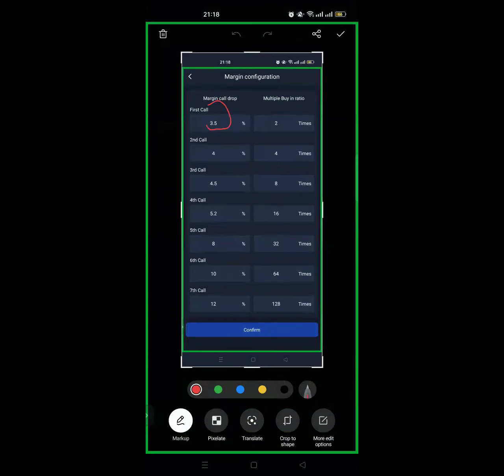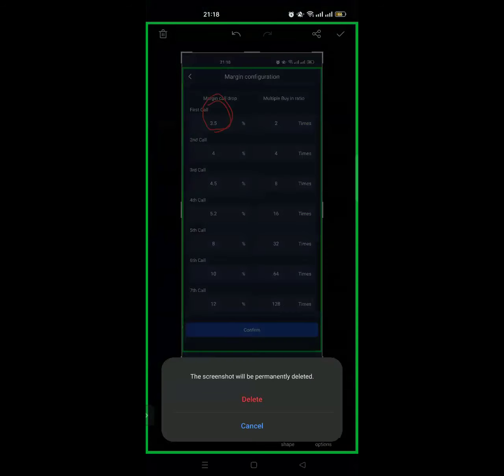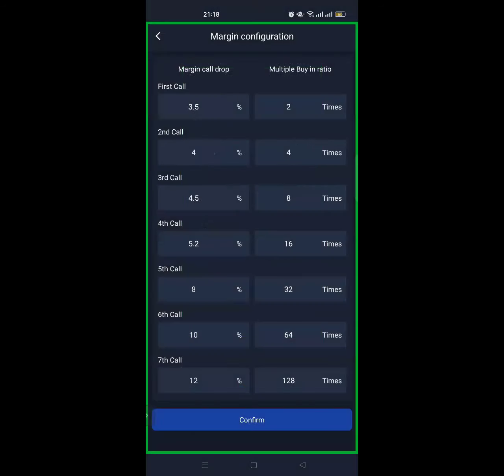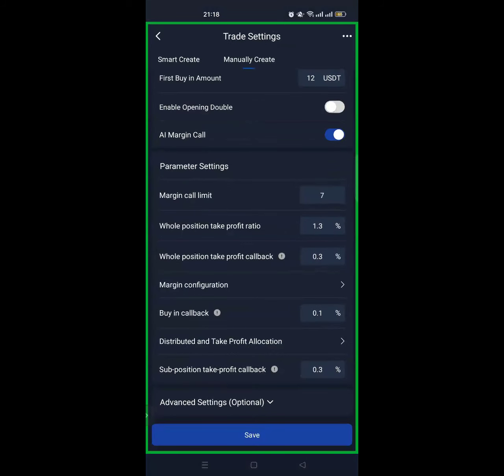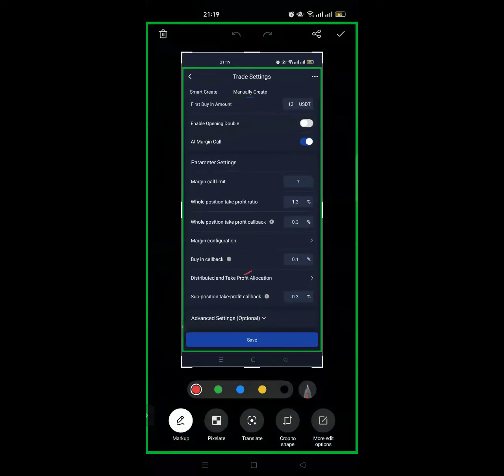Once the coin drops by 3.5%, your robot has to enable the callback function, which mine here is 0.1. Buying doesn't have to do with when it's dropping. Buying is when it's going up. Buy-in callback is when it's going up, not when it's going down.